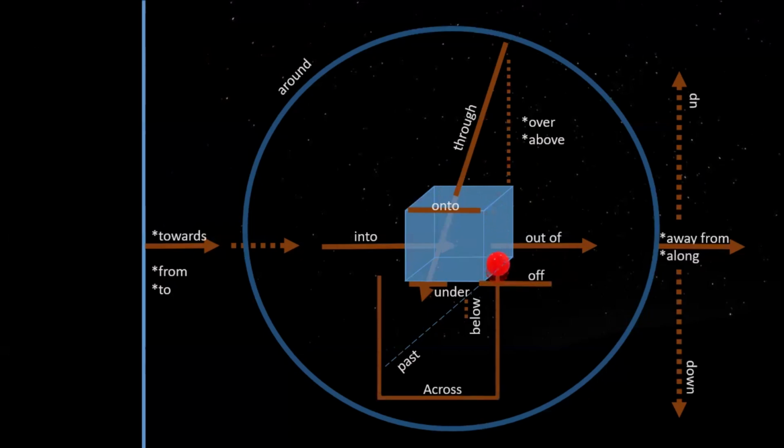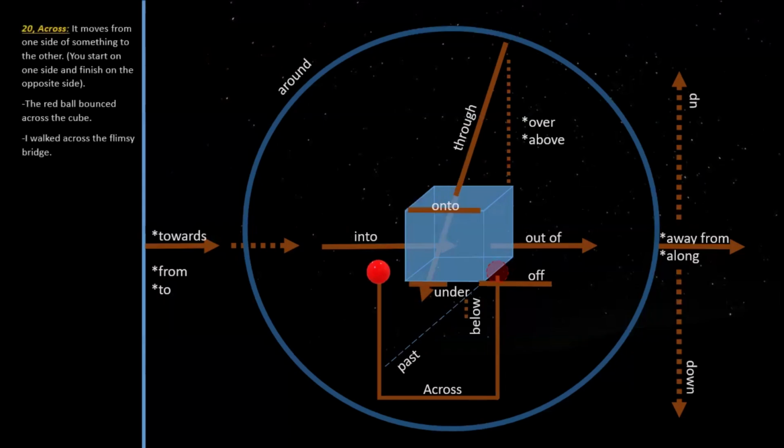So the next preposition is across. As you saw, it went from one side of it to the other side of it, to the other extreme part of it. So when you use across, it means that it moves from one side of something to the other side of it. So you can start on one side and then finish on the opposite side. Not necessarily with an object of reference, but it could be in the whole space in which you are. An example, the red ball bounced across the cube.